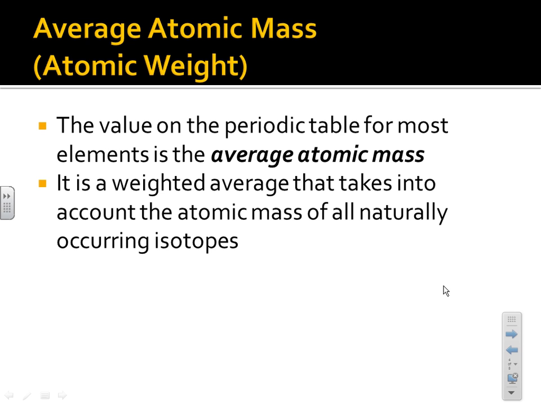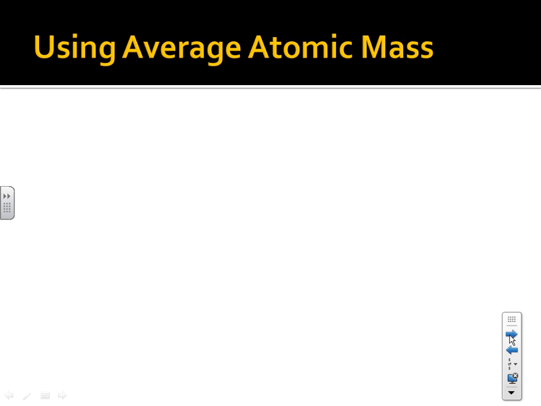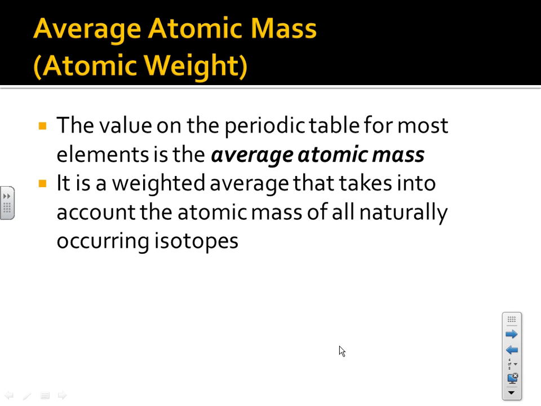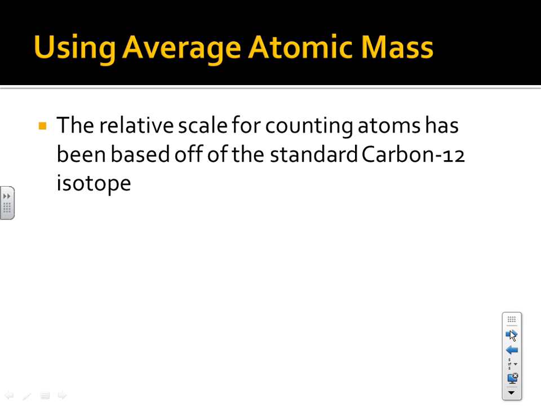But, more importantly, did we get this part? More importantly, in terms of what it does for us, why is that average atomic mass value important? We went through how to calculate it, but we now need to use that value. Here's why. Hold on. Sorry. So, we have set up a relative scale to count atoms based off of carbon-12.